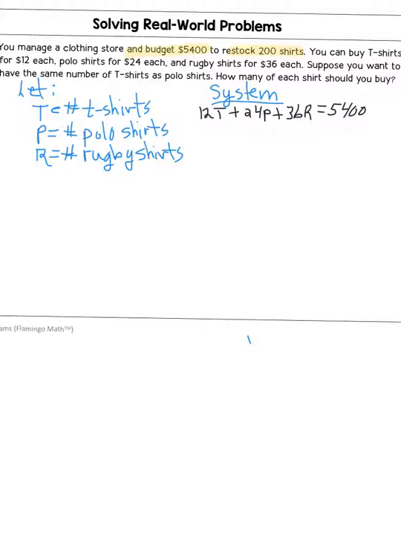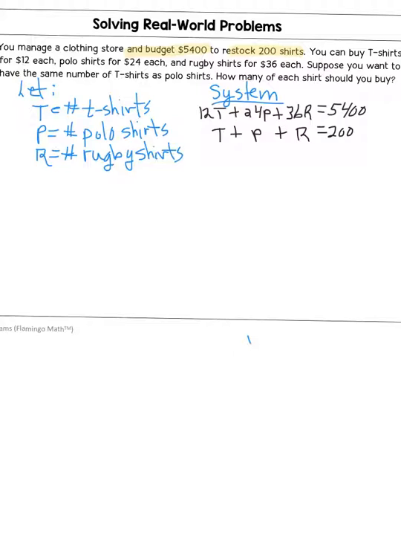Then your other restriction is the 200 shirts. So that means that the number of these shirts has to add up to 200 because you're ordering 200 shirts. So you've got T plus P plus R is equal to 200. Well, you have 3 unknowns, so you need 3 equations. So what else in here is going to help you with your restrictions?